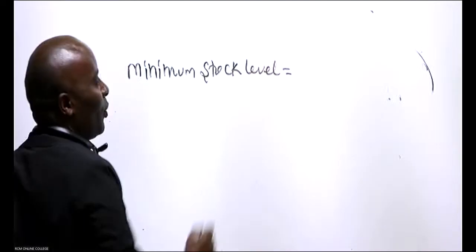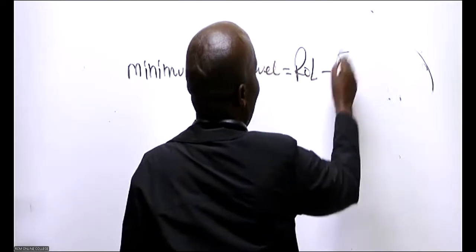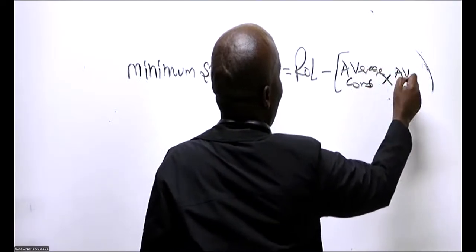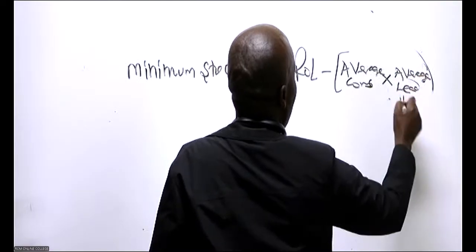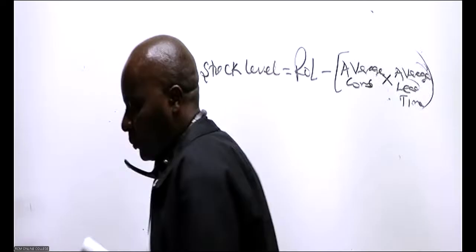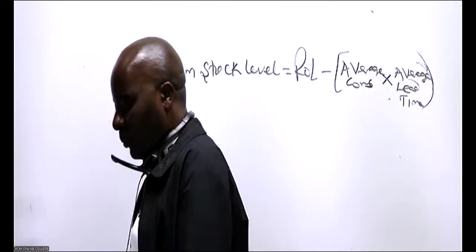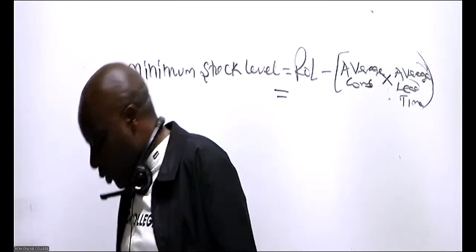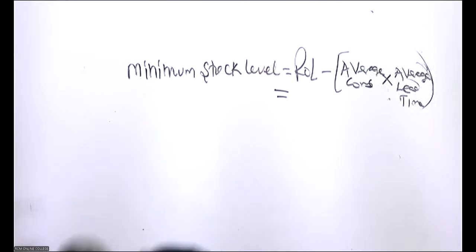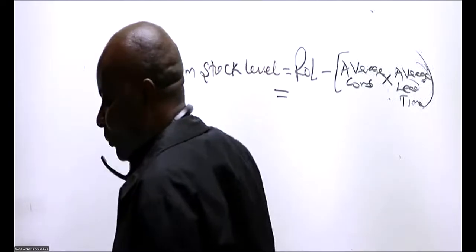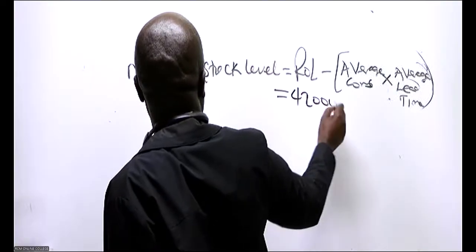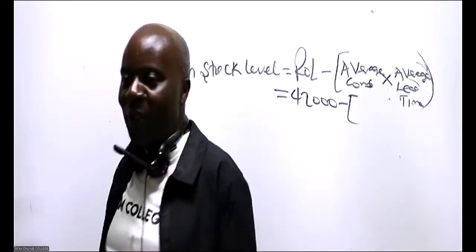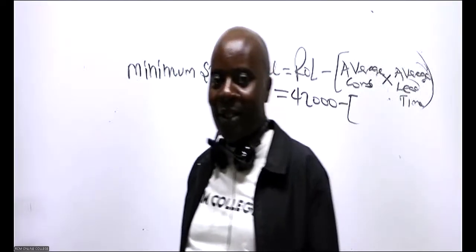So minimum stock level, we are rolling with our reorder level minus, in this case here, average consumption times average lead time. So in this case here, do we have our reorder level? Minus, in this case here, average consumption, which is the same as normal consumption.